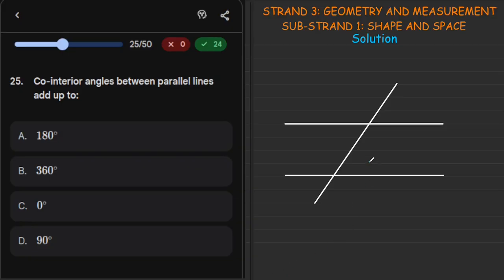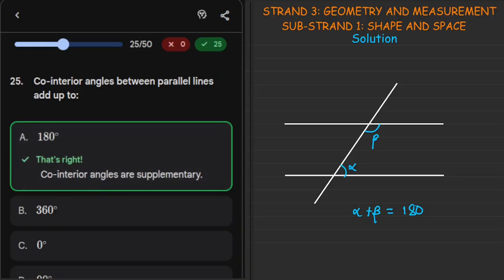There is a property we have on co-interior angles. We always say that co-interior angles between parallel lines are what? Supplementary. You see, so if this is A and then this is B, and if they are co-interior, then we say if we are to sum them up, we'll get 180. This is one property of co-interior angles that we need to know.